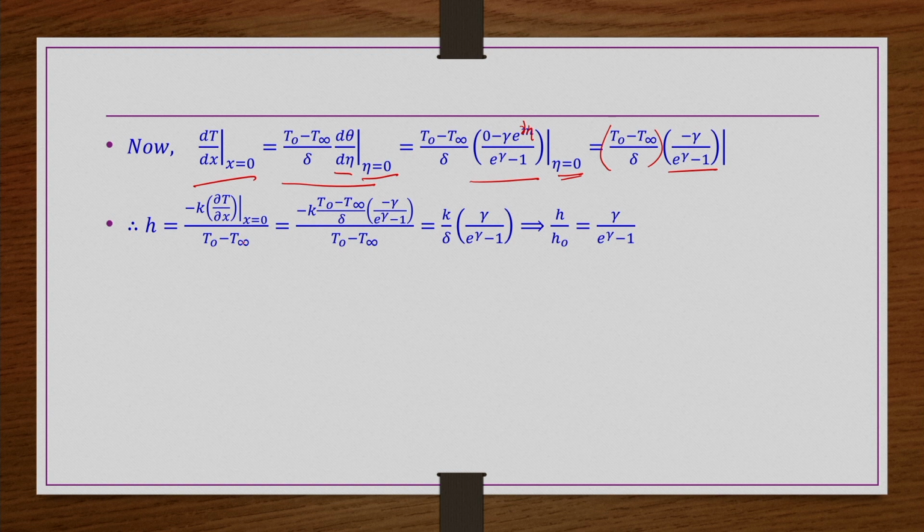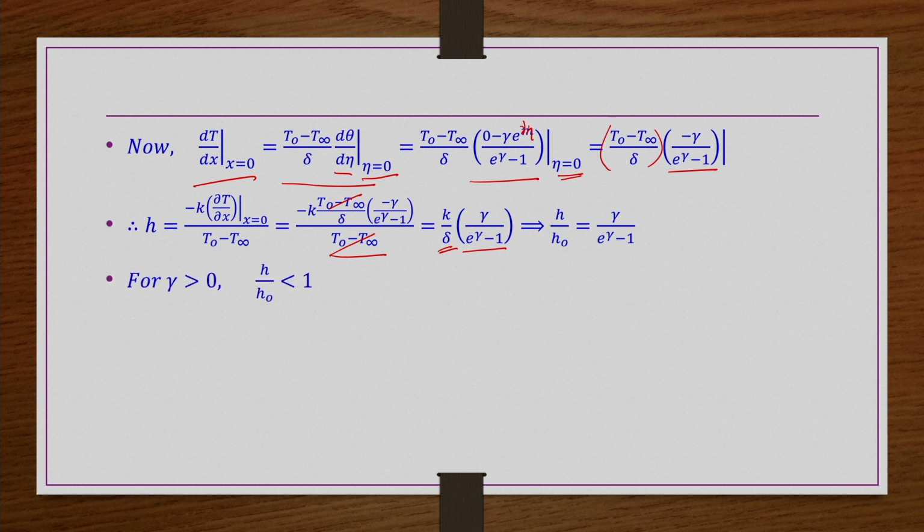So, h is equal to minus k dT by dx at x equal to 0 divided by T naught minus T infinity. The minus k stays as it is, and dT by dx at x equal to 0 is nothing but T naught minus T infinity by delta multiplied by minus gamma by e to the power of gamma minus 1, whole divided by T naught minus T infinity. The T naught minus T infinity cancels out, and minus and minus multiplied gives plus: k by delta multiplied by gamma by e to the power of gamma minus 1. So, k by delta is nothing but h naught, that we know. So, h by h naught is equal to gamma by e to the power of gamma minus 1.